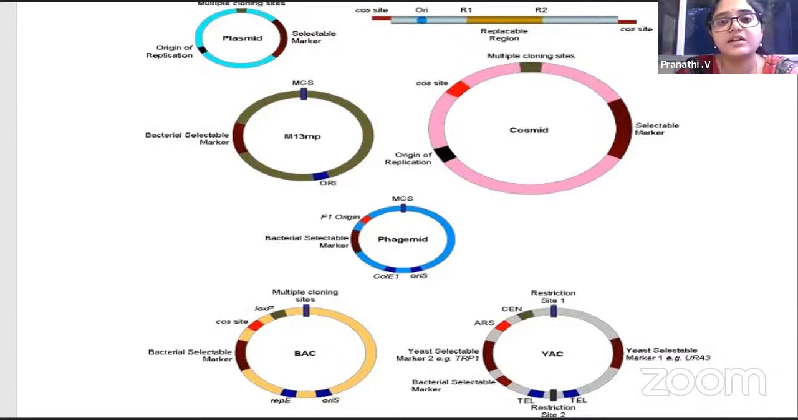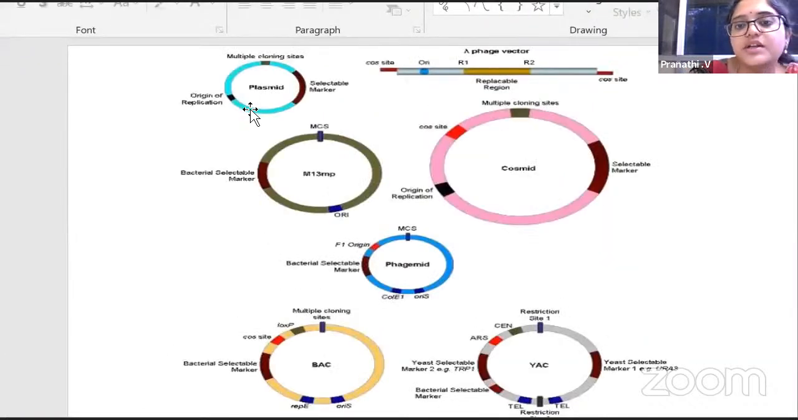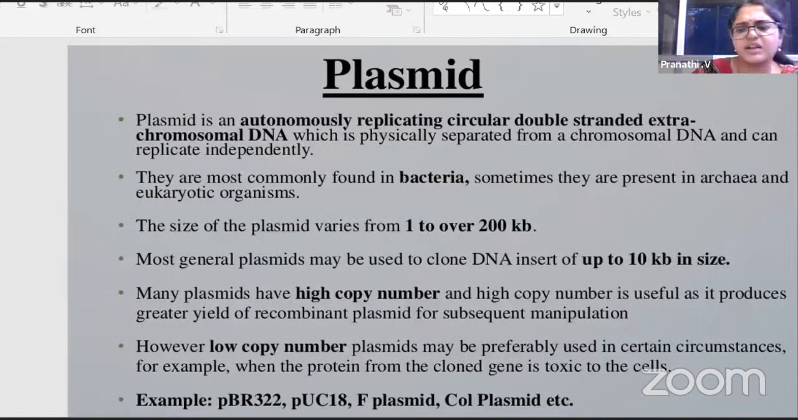So when you see the bacterial chromosome, the plasmid is taken, and using the same restriction enzymes, the phage vector is taken over here. This is the plasmid, and this is the phage vector having a cos site. And you have an M13 phage, cosmid, and later a phagemid. This is the bacterial artificial chromosome and the yeast artificial chromosome. We'll just have a brief look at everything.